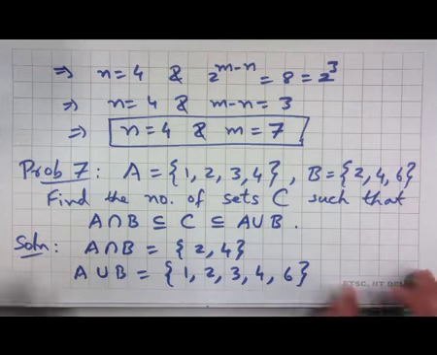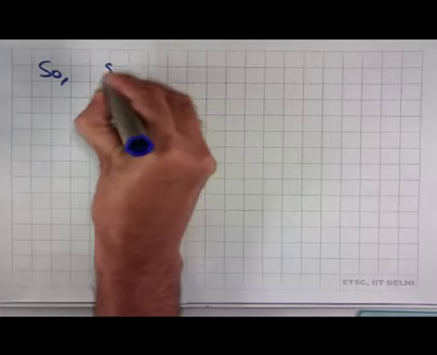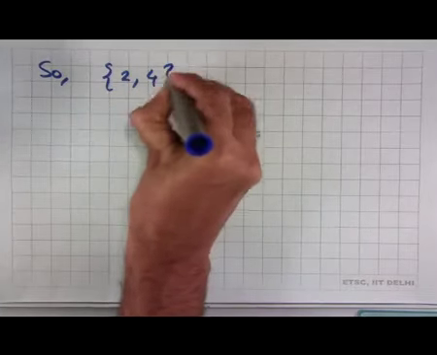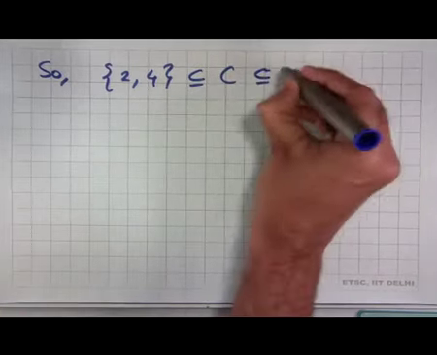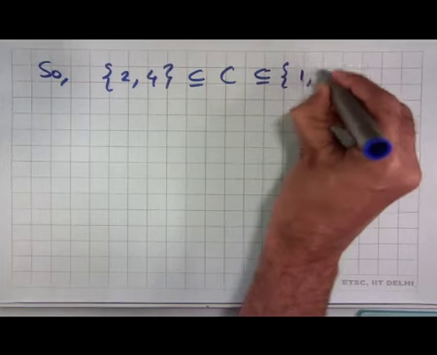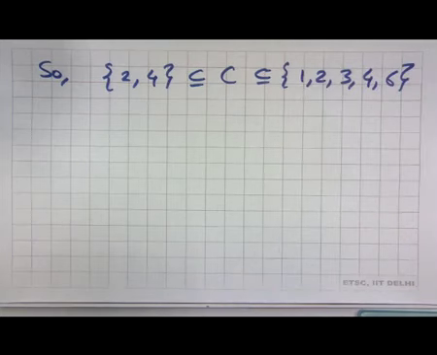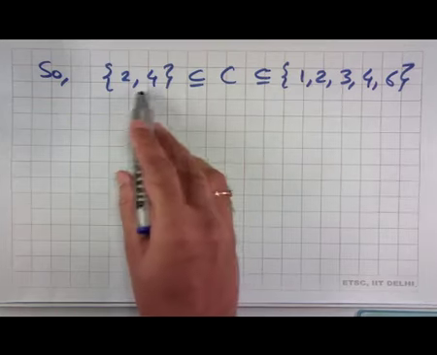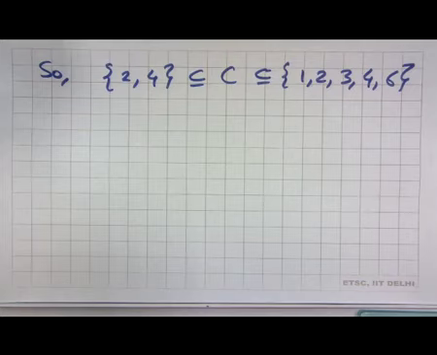So, what we want is that A intersection B, which is {2, 4}, to be a subset of C, and C is a subset of {1, 2, 3, 4, 6}. So, one way you can think of is you write down all the sets C such that it contains the elements 2 and 4 and it is a subset of {1, 2, 3, 4, 6}, and that way you can count the number of such sets.